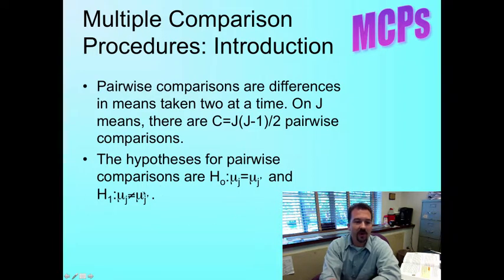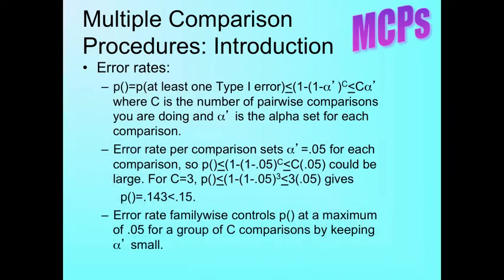And you can frame that in terms of a direction, that this group will be higher than this group, or this group will be lower than that group. Doesn't matter. Anything other than there's no difference is an alternative hypothesis. So, okay, what about error rates?